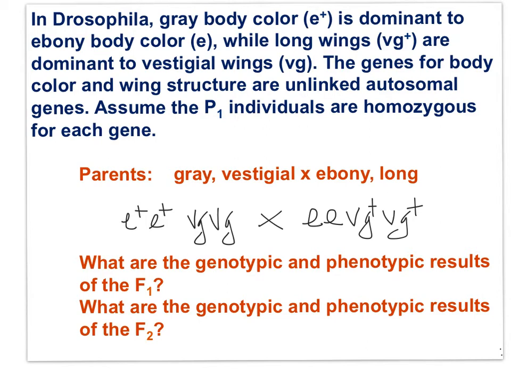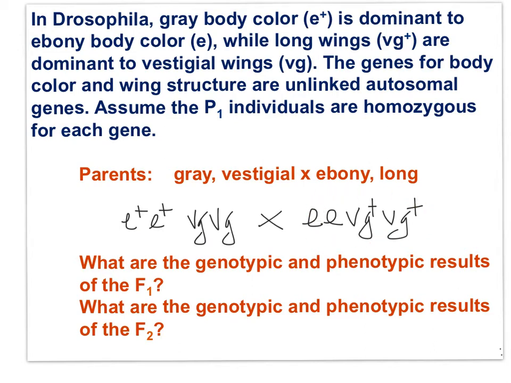Now in fruit flies, the symbols used are a bit different. The superscript plus denotes wild type, while the lack of the superscript denotes the mutant form. Work through the complexity of the symbols. Think carefully. It's not that difficult. Now notice, both parents are homozygous for each gene.